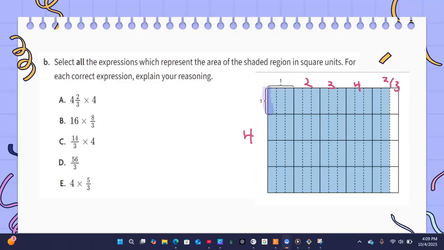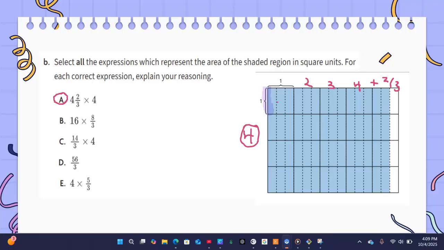Now, as you can see here, this says select all expressions that represent the area of the shaded region in square units. For each correct expression, explain your reasoning. All right, so let's start with our first one. It says 4 2/3 times 4. Well, I can choose that one because I see the number 4 right here, and we said that there were 4 wholes right here with 2/3. So 4 plus another 2/3 right here. So that's definitely right.